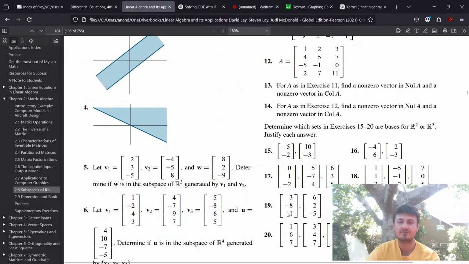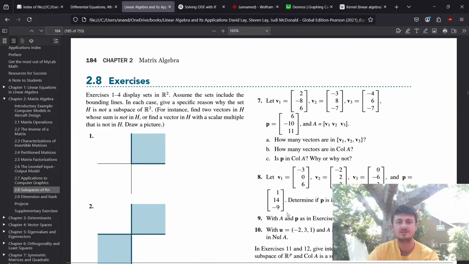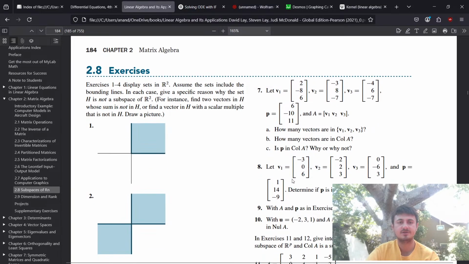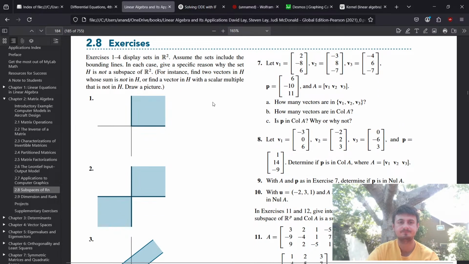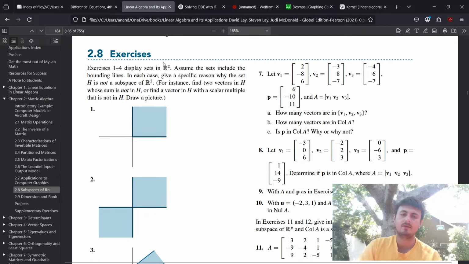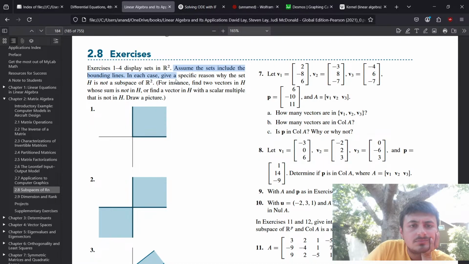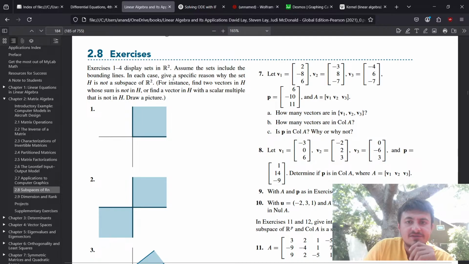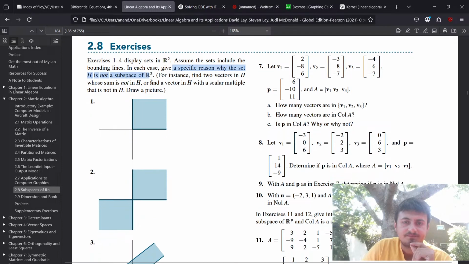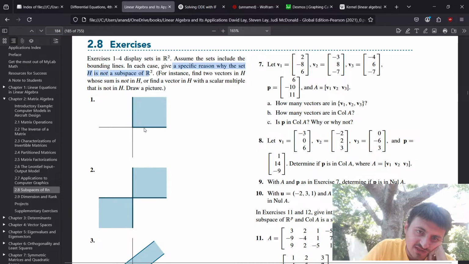Now, since this is more of a theoretical section, we'll probably do the true falses. And I don't know what else we're going to do. Let's just read through them. Give a specific reason why this set is not a subspace. Find two vectors. Okay, I mean, this is obvious, right? Take like 1, 0 and multiply it by -1. Scalar multiplication is not closed, so that's easy.